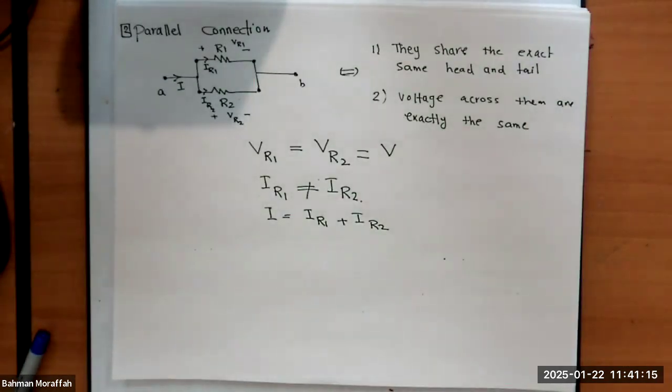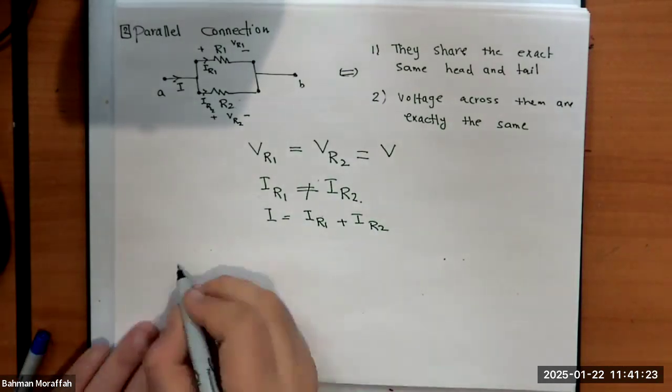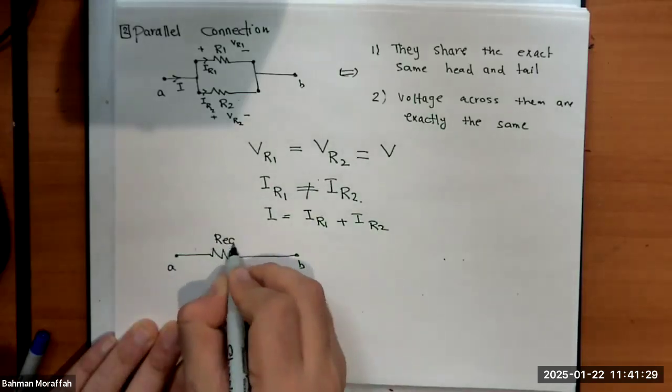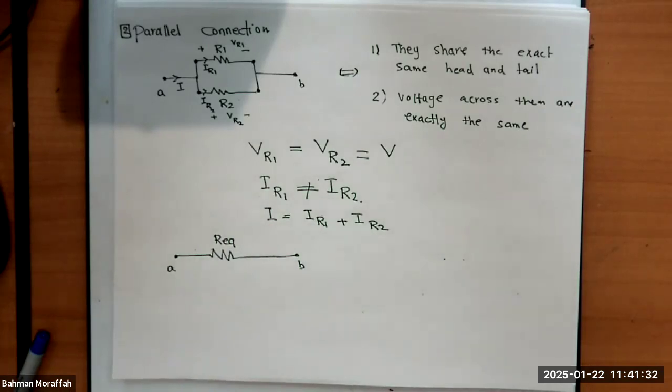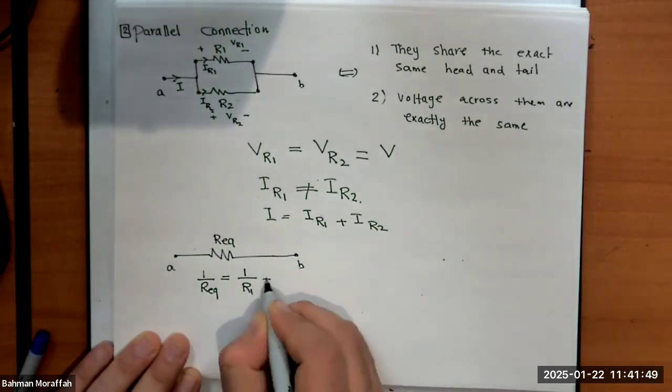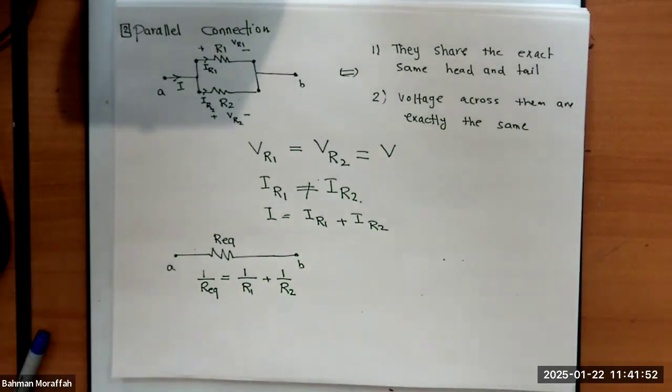Similar to the series case, we can replace this connection with only one resistance. Let's call them point A, point B, and this is the equivalent resistance. This time, however, finding this equivalent resistance is not as simple as the series case. It turns out that to compute this R equivalent, I have to use this formula: 1 over R equivalent is 1 over R1 plus 1 over R2. This case is very, very important.